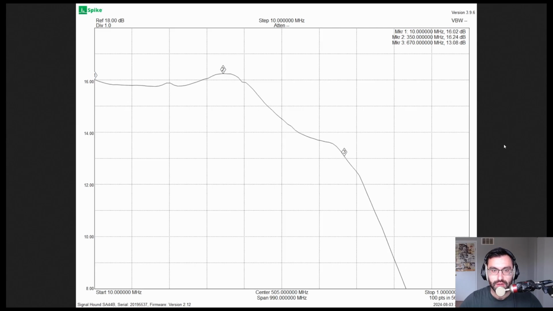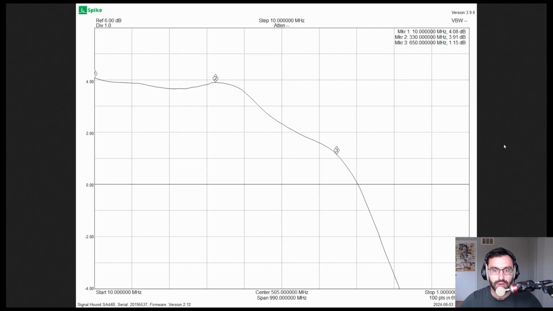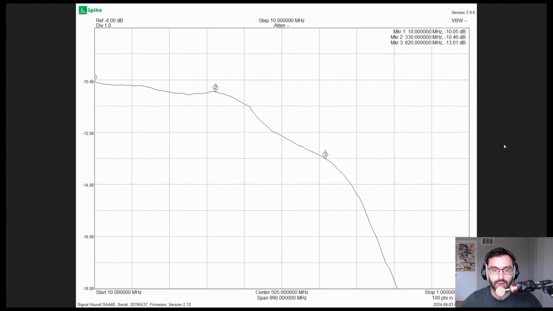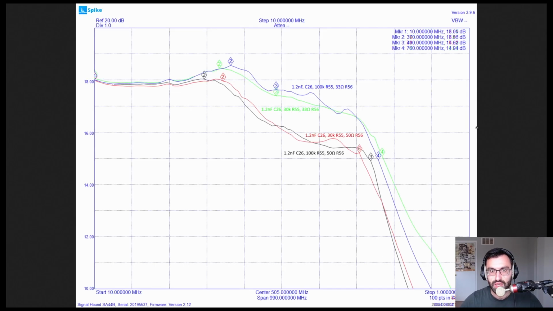And then here's a slightly lower gain range, lower still, lower, lower, lower, lower, and lowest. So if you notice the bandwidth, marker 3 here, the lowest gain range has the lowest bandwidth, and the highest gain range has the most peaking. And that's something we want to look at different values to solve.